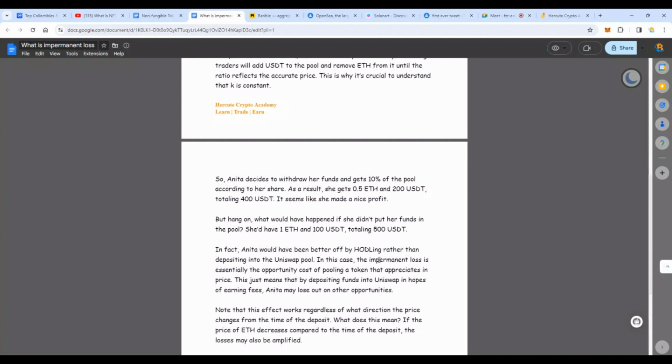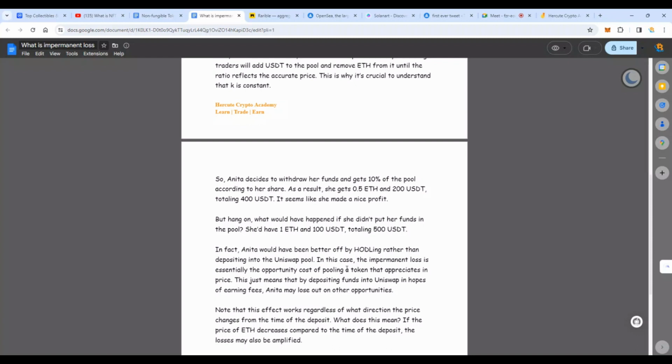Now, in this case, the impermanent loss is essentially the opportunity cost of pooling a token that appreciates in price. This just means that by depositing funds into Uniswap in hopes of earning fees, Anita may lose out on other opportunities like the price appreciation. Because remember, she's not going to get back 1 Ethereum, she's going to get a share of whatever she provided in the liquidity pool, not the exact assets that she gave to the liquidity pool. Does that make sense up to that point?